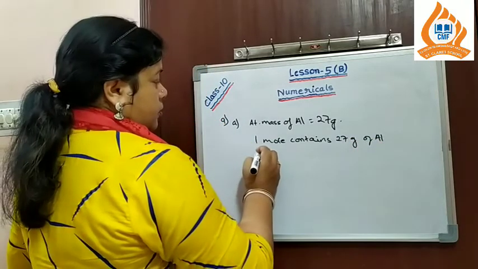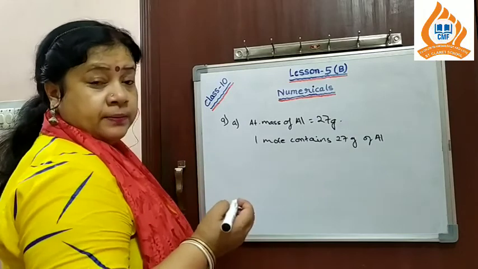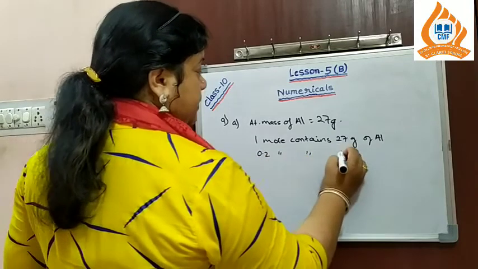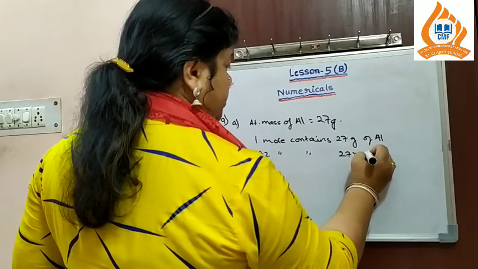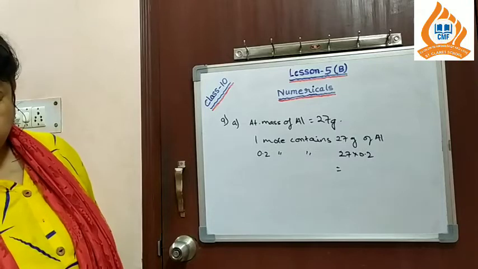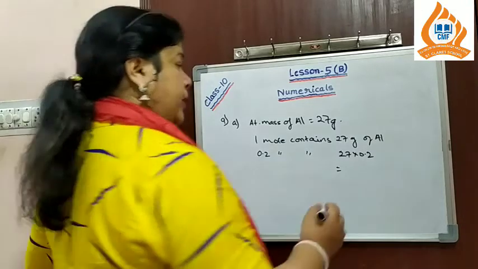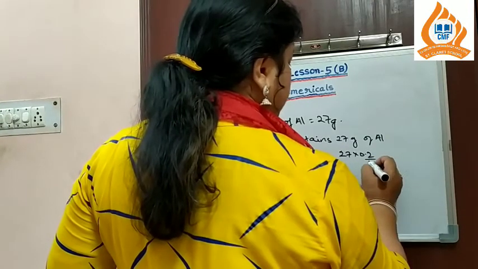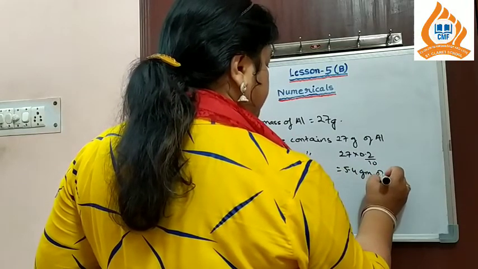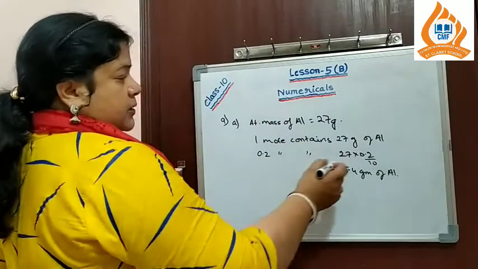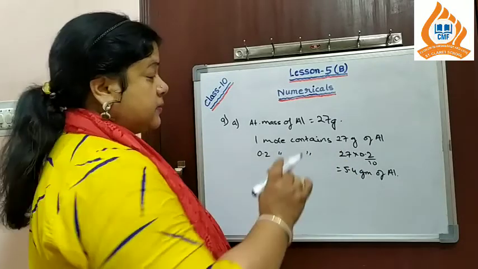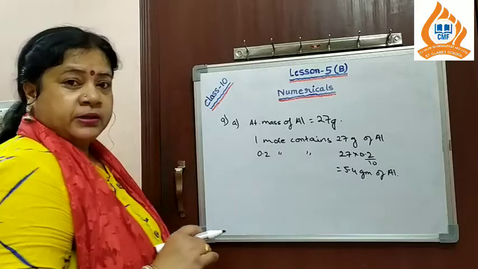Clear? So how much is given? 0.2. That means 0.2 mole contains 27 into 0.2. Now you calculate it and get it done. The answer comes out as 5.4 gram. You can write it like this also, to make it easy for you to calculate. So see students, the direct multiplication, mole into molecular mass, this formula also is there for finding out the weight in grams.